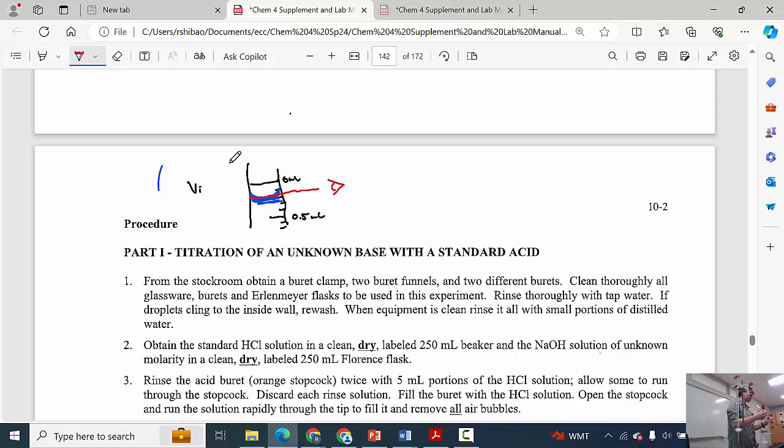And so what was the procedure for cleaning the base burette? Yeah, pretty much the same thing as acid. Initial rinse with? We don't have distilled water. Do you know why? Too expensive. What do we have?